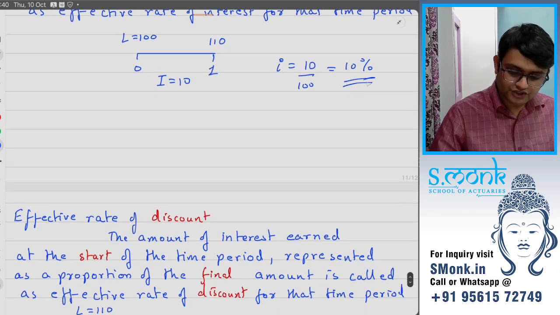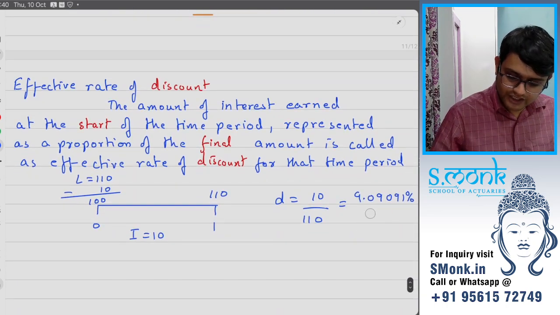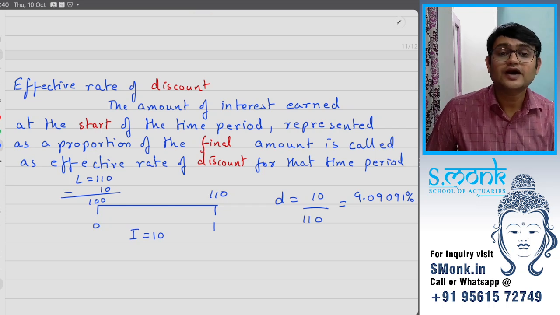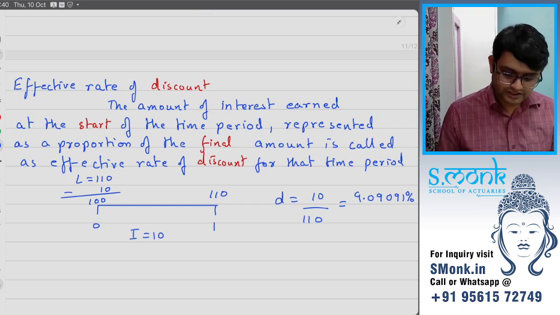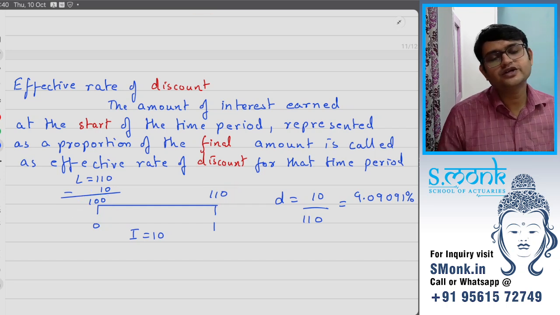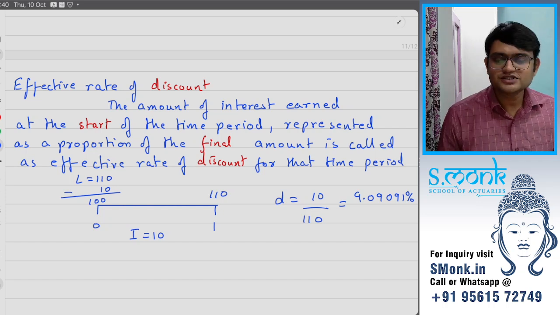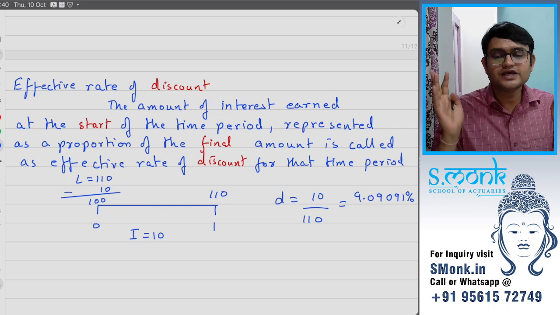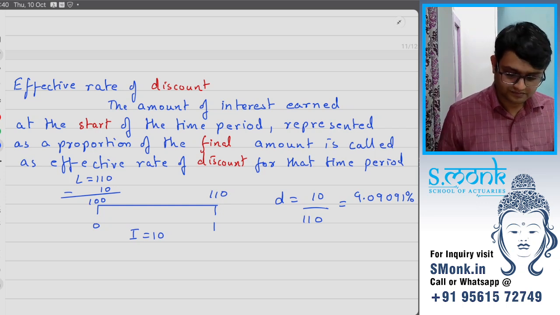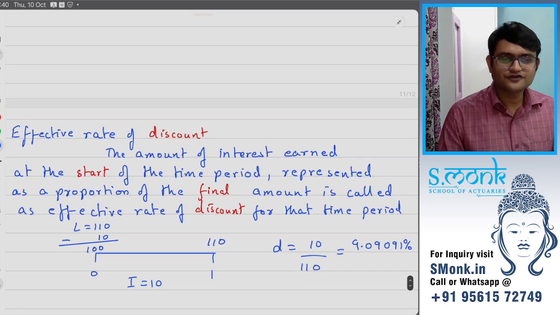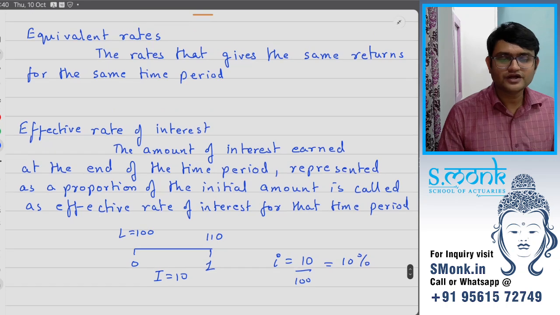So i is equal to 10% and d is equal to 9.0909% are equivalent rates. They give me the same cash flows here and here. For any time period, I have just calculated for 1 year. If you are using these as compound rates, then for any time period you can find that the cash flows will be exactly the same. These are equivalent rates. I hope the definitions of effective rate of discount and effective rate of interest are clear.